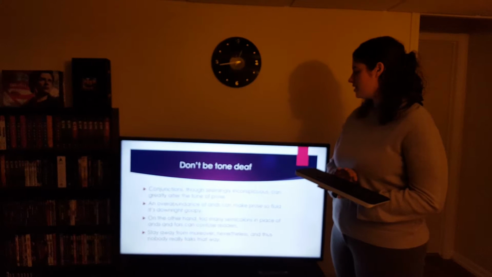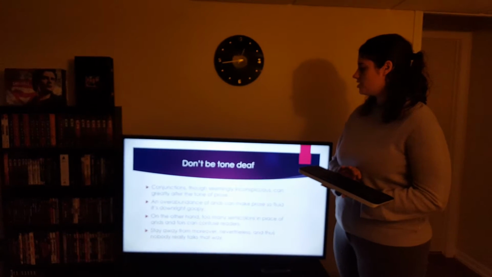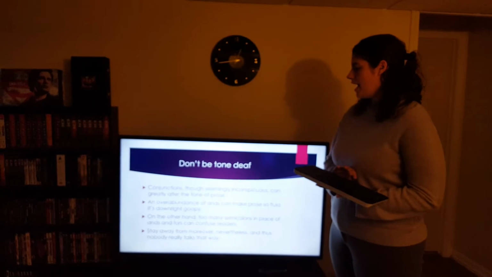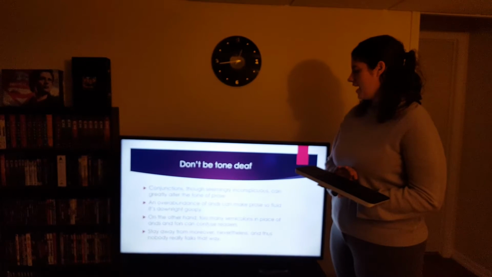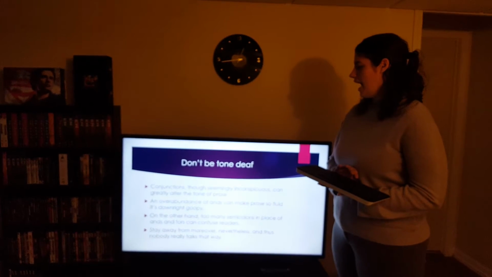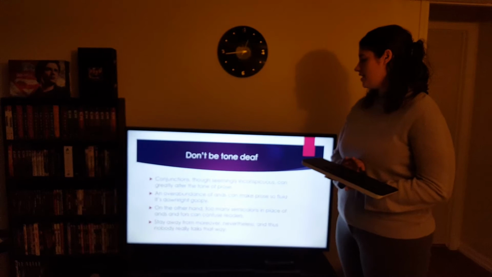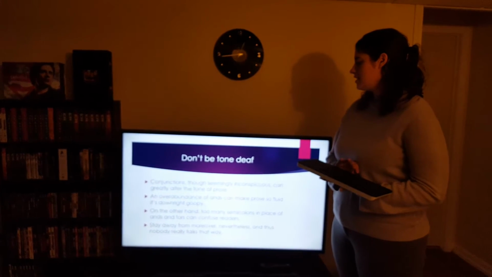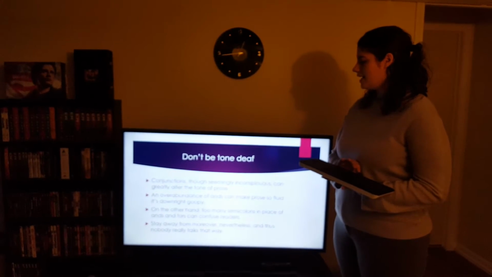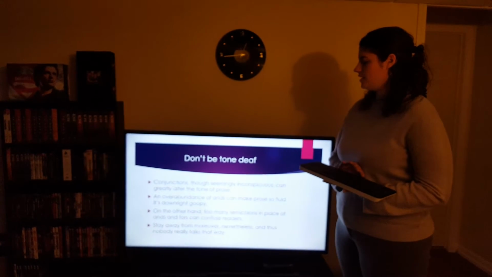Don't be tone deaf. Conjunctions, though seemingly inconspicuous, can greatly alter the tone of prose. An overabundance of ands can make prose so fluid it's downright goopy. On the other hand, too many semicolons in place of ands and fors can confuse readers. Stay away from moreover, nevertheless, and thus. Nobody really talks that way.